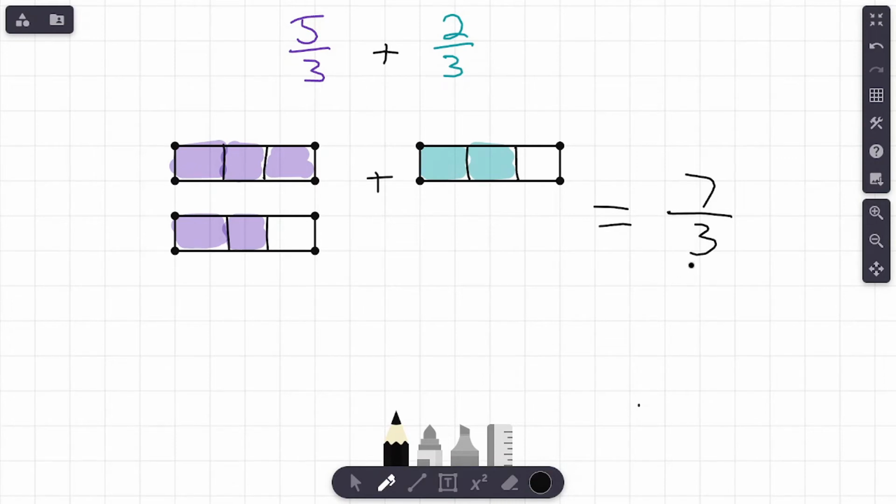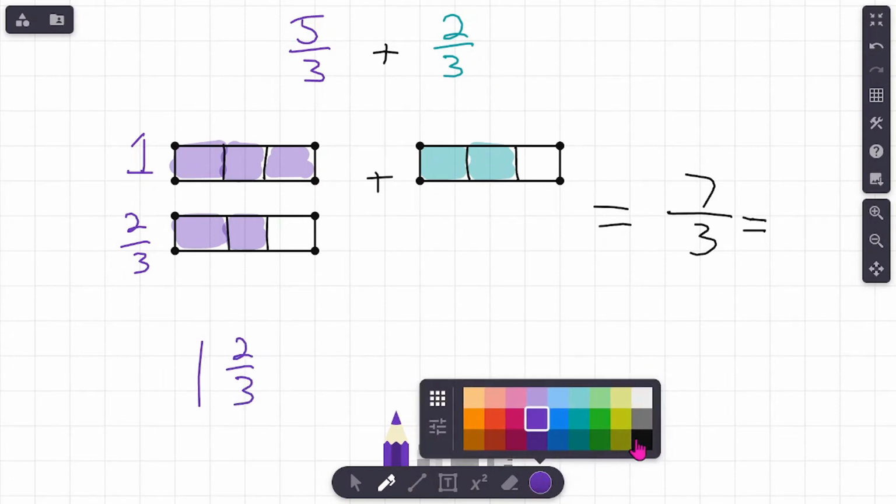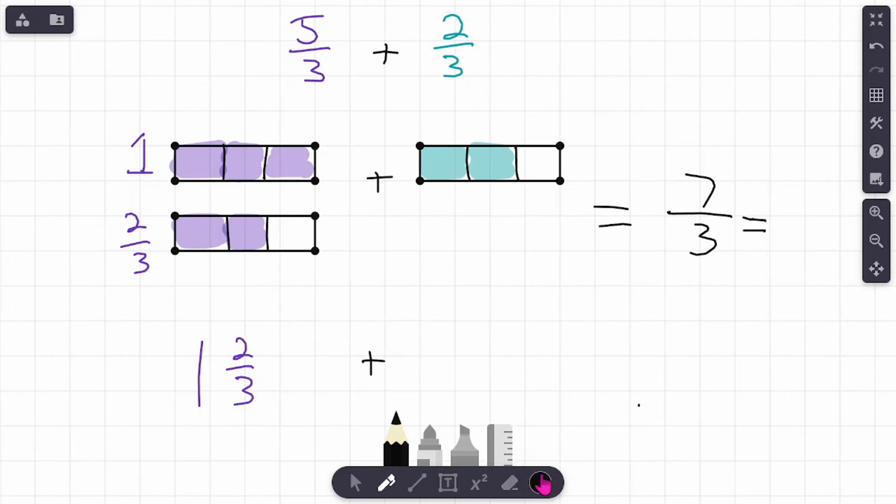But what if we wanted this answer as a mixed number? How would we do that? Well, let me show you what I was talking about a second ago. Okay, I got ahead of myself. This right here, this model that we have shaded in completely, 3/3, is 1 whole. What's this model? It's 2/3. Okay, so over here in the purple, we have 1 and 2/3. And what we're doing is taking 1 and 2/3 and adding, what's this model over here?